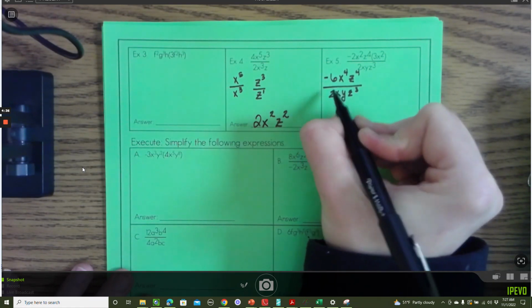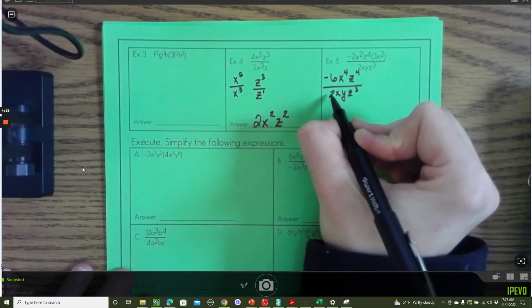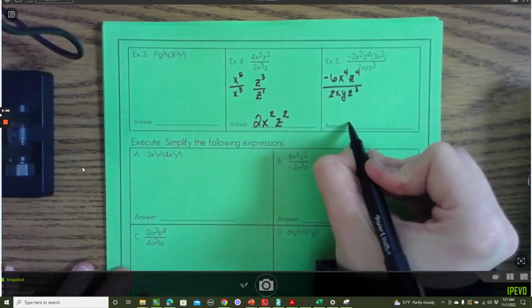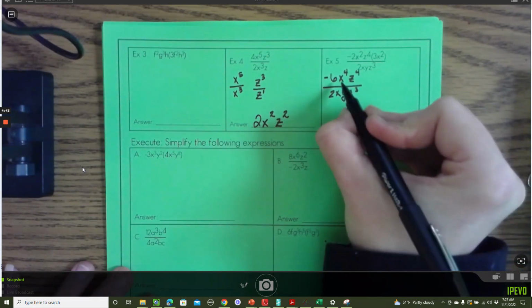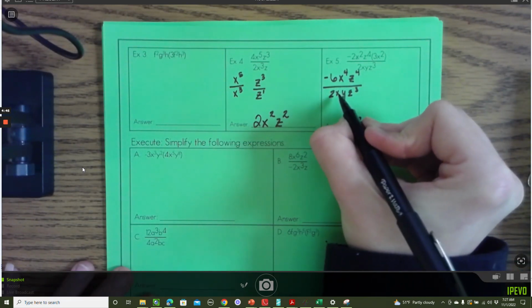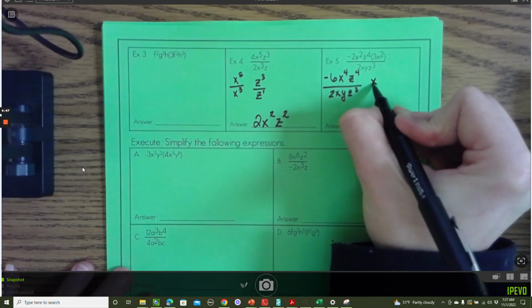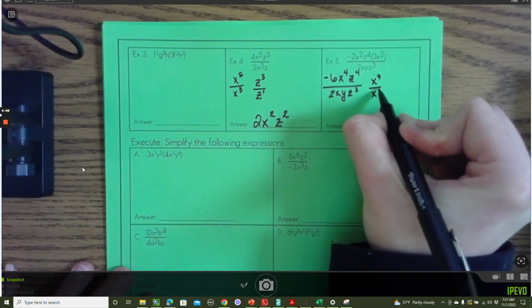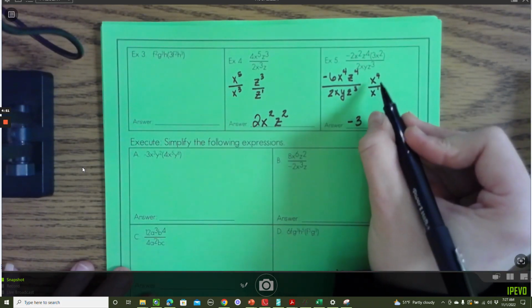No, we're good. Negative 6 divided by a 2 would give me a negative 3. All right, now we're going to look at the pieces. We have x to the 4th and an x. So x to the 4th over an x. Remember, that's just a 1. So 4 minus 1.